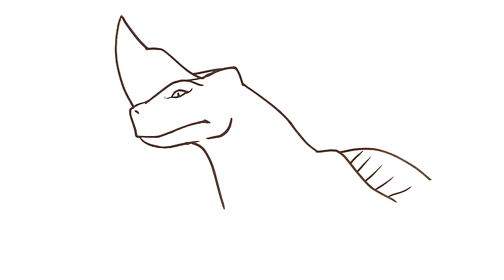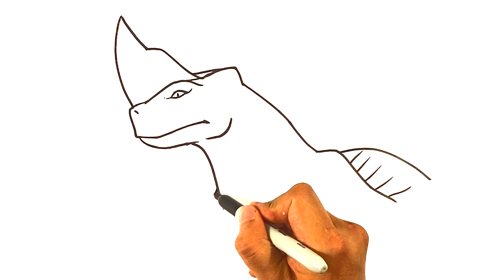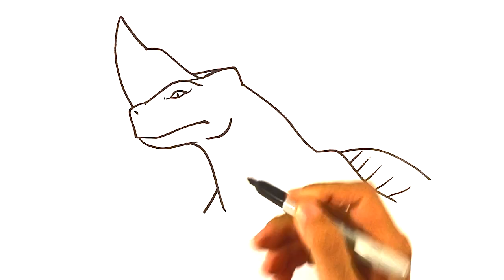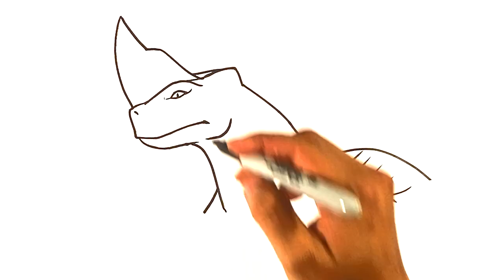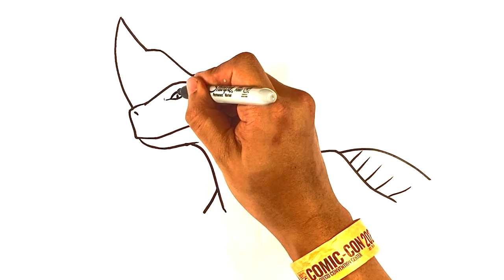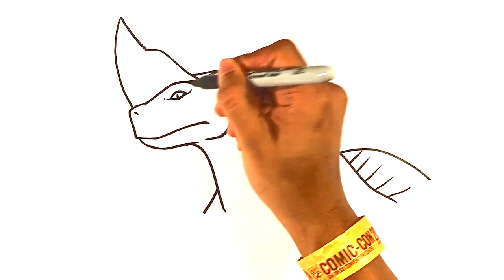Line for kind of the sail in his back. And we're gonna draw a line over here to show one of his flippers or whatever coming out of the ground there. You can thicken the eye just a little bit, the line around the eye, just a bit.